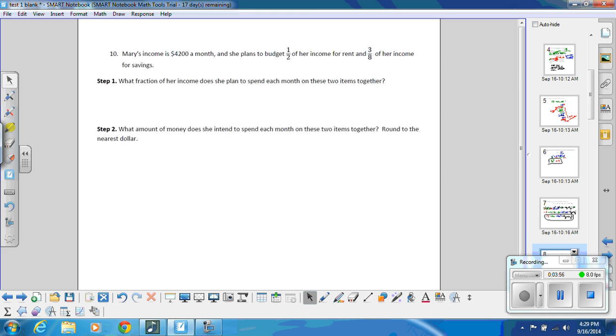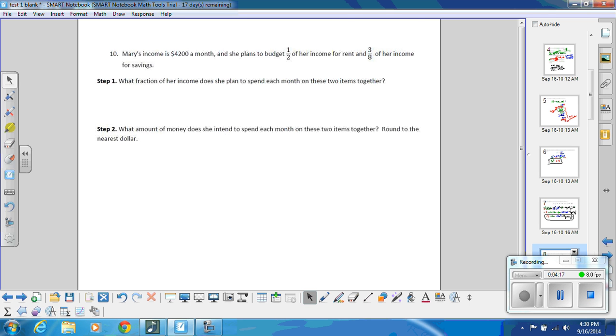Alright. Now, this is saying that Mary has quite a nice income of $4,200 a month. She plans to budget half of her income for rent and 3/8 of her income for savings. So Mary is quite a frugal gal here, we see. And the first part says, what fraction of her income does she plan to spend each month on these two items together? So that's what we need to figure out.